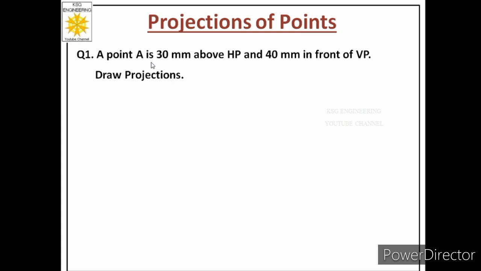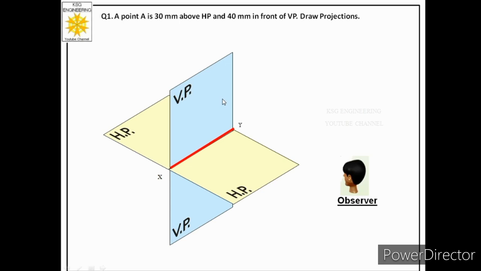A point capital A is 30 mm above HP and 40 mm in front of VP. Draw projections. By projections we mean that we have to draw front view and top view of this particular point. So let us understand this case 1 through example.